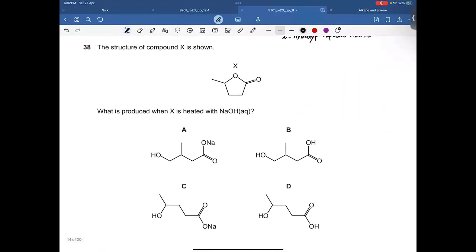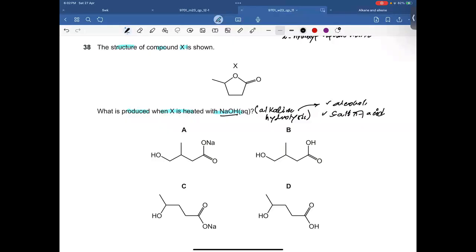Next is, I think that's an ester. Okay. So the structure of compound X is shown. What is produced when X is heated? So that's basically alkaline hydrolysis of an ester. When we talk about alkaline hydrolysis, obviously we are getting 2 products. The first one is alcohol, and the second one is the salt of the acid, because it is an alkaline hydrolysis.